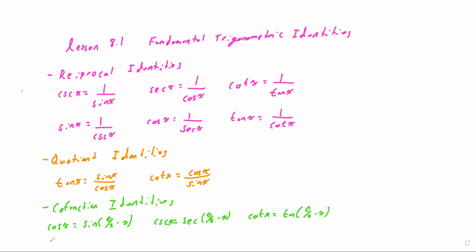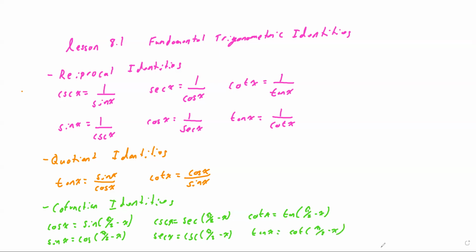And then on the flip side, we saw the same concept that sine x was equal to cosine of pi halves minus x. And then we had secant x would equal cosecant of pi halves minus x. And then we had tan x would equal cotan of pi halves minus x.